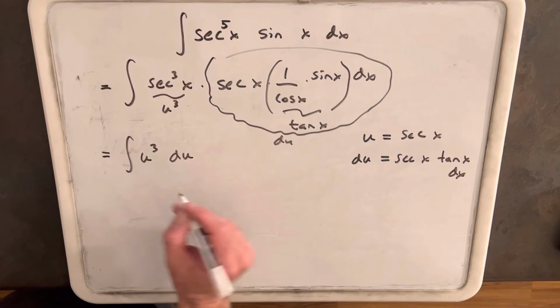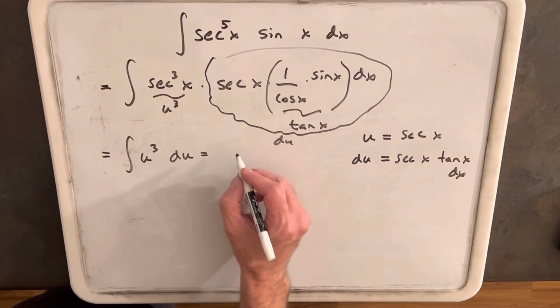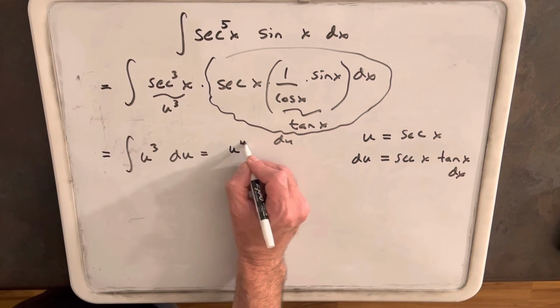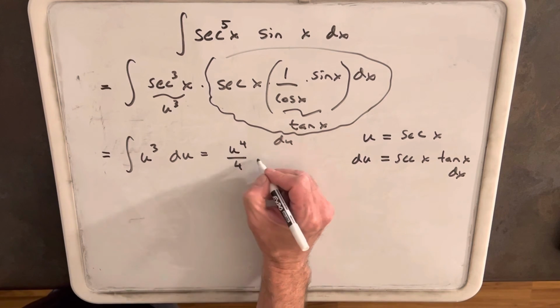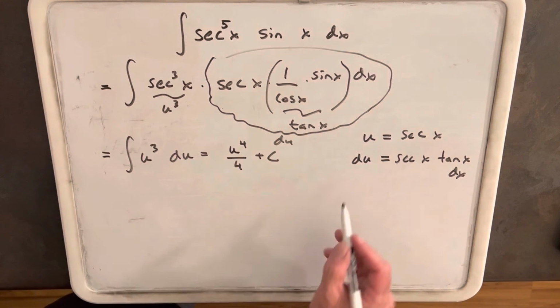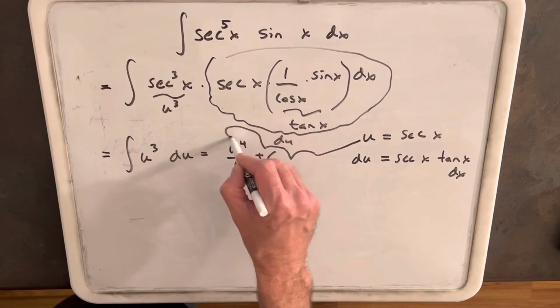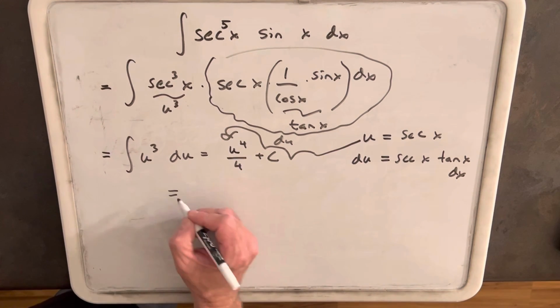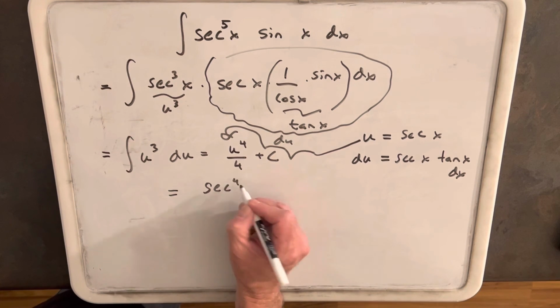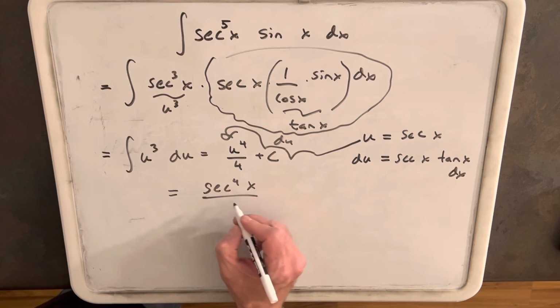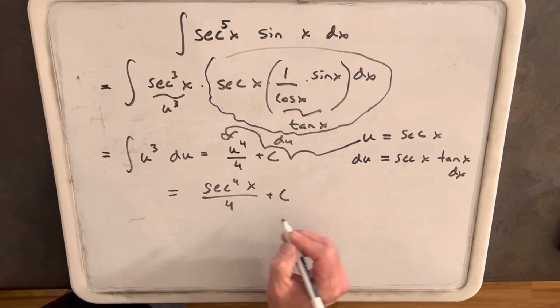Then we just can use the power rule on this. So the integral of u cubed is going to be u fourth over 4 plus c. Then we just take our u and we'll back substitute. And we end up with secant to the fourth x over 4 plus c. And that's it.